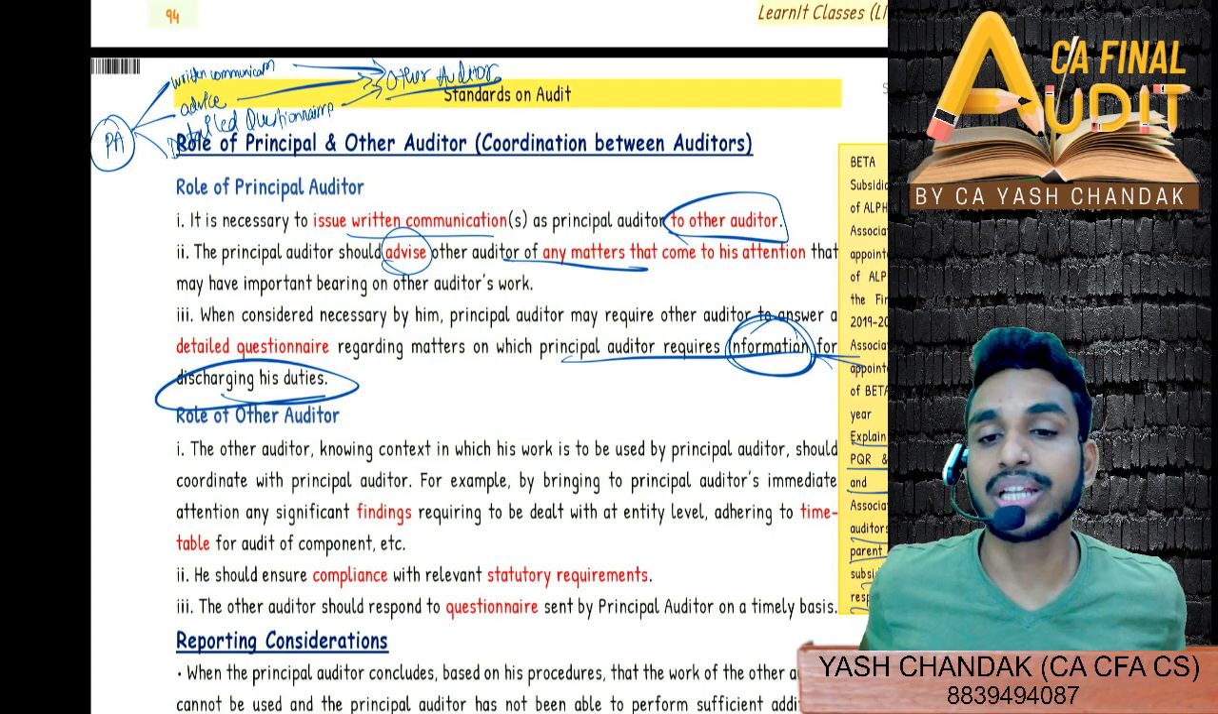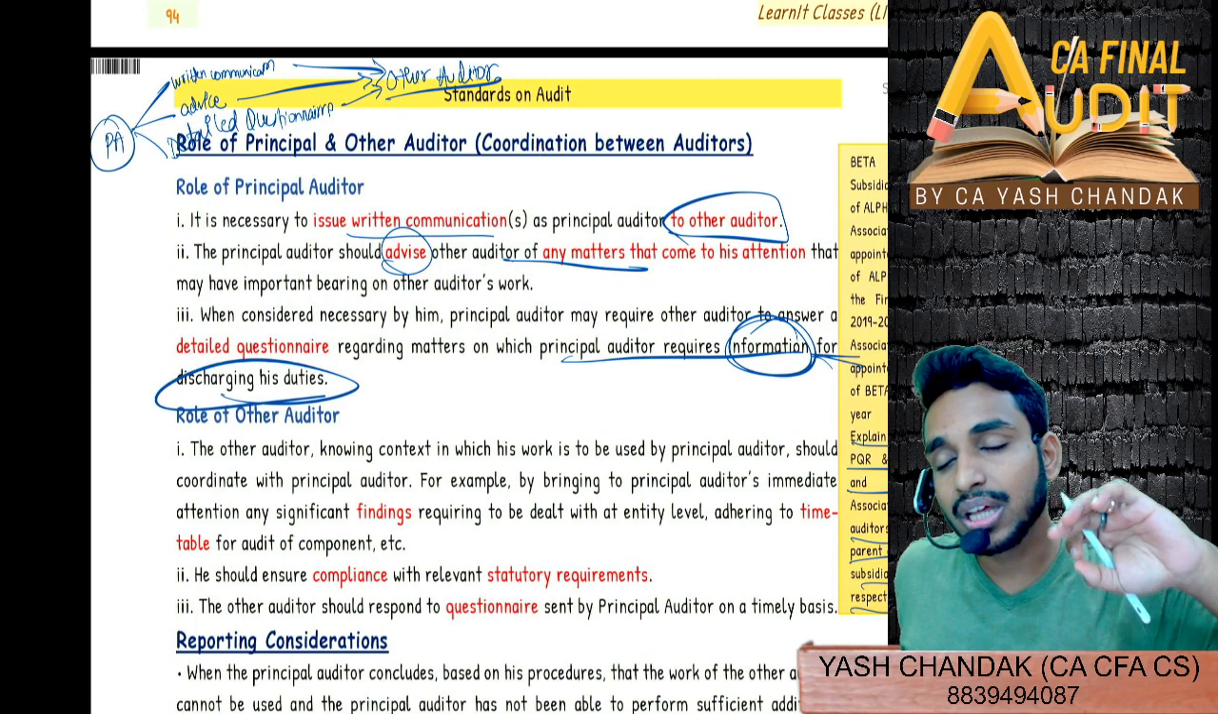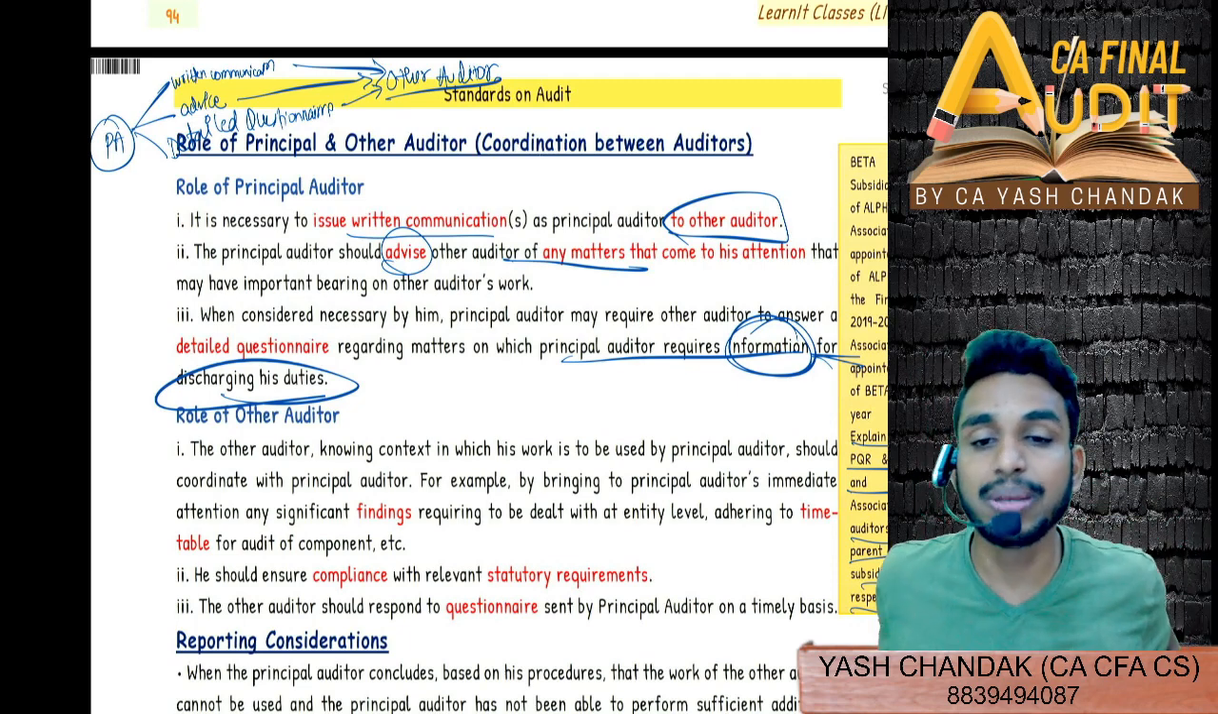What would be the other auditor's role? The other auditor's role would be to completely do the audit, to complete the audit on time. Timely completion, right?